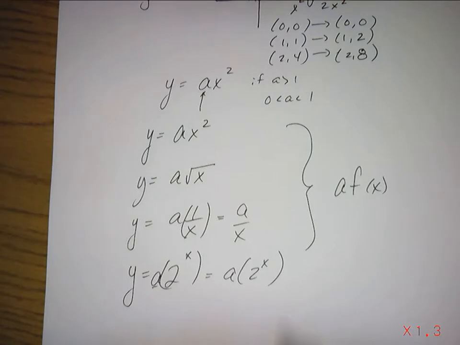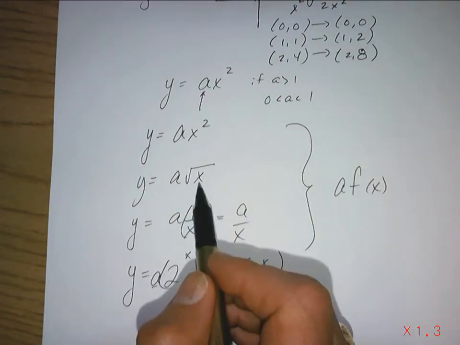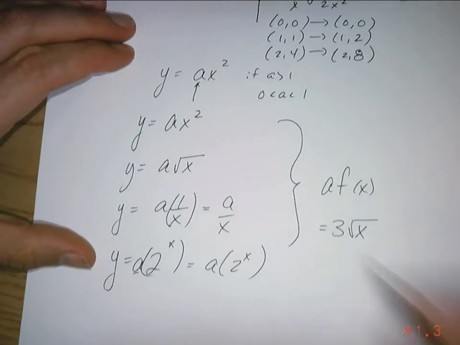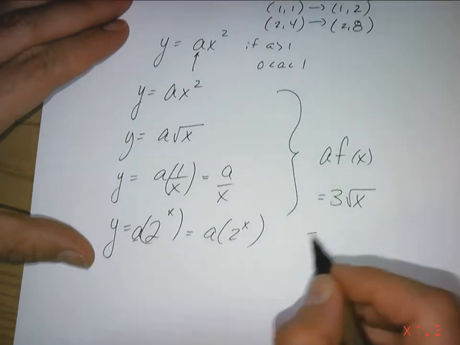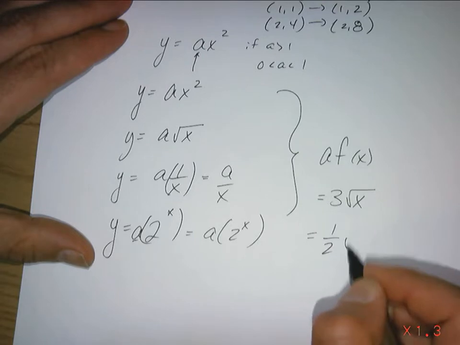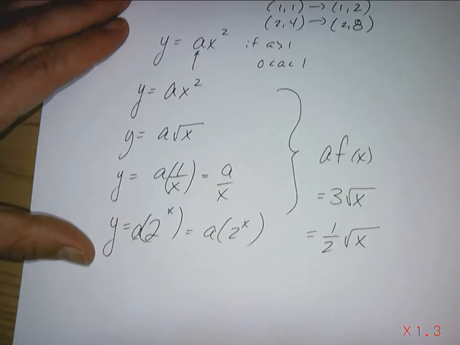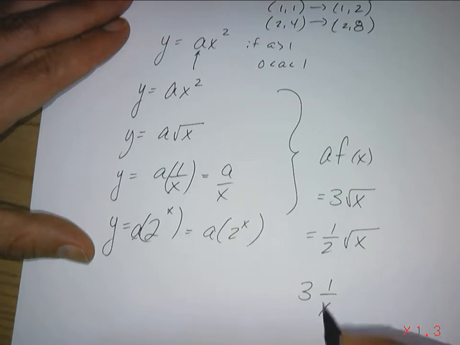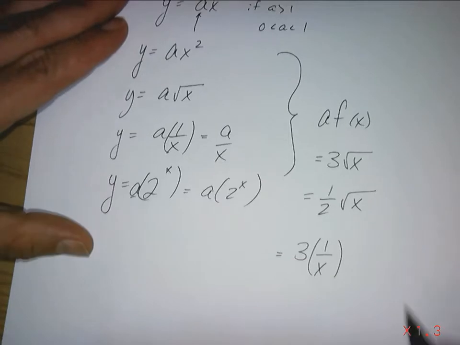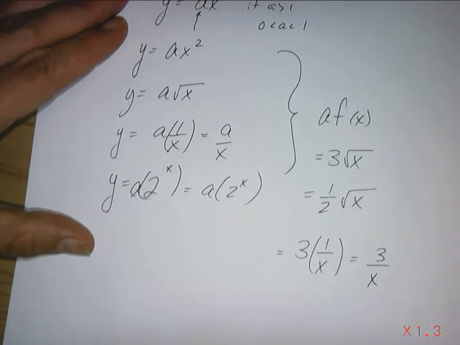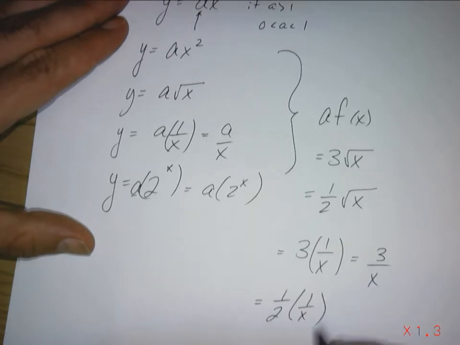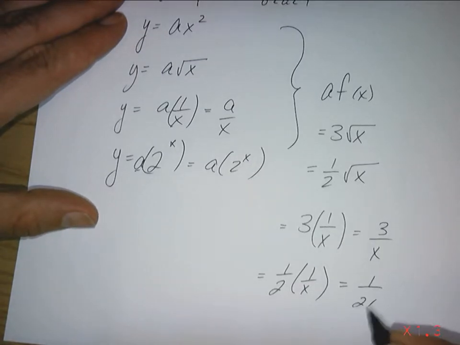So if I wanted to do a vertical stretch of root x, say by 3, it would be that. If I wanted to do a vertical compression of root x by a half, well, there you go. Okay? It gets more interesting with the reciprocals. So, for example, if I want to do a vertical stretch of 3 with the reciprocal, we would simply write it as that. And if I wanted to do a vertical compression of the reciprocal, it would look like that, and we would write it like that.